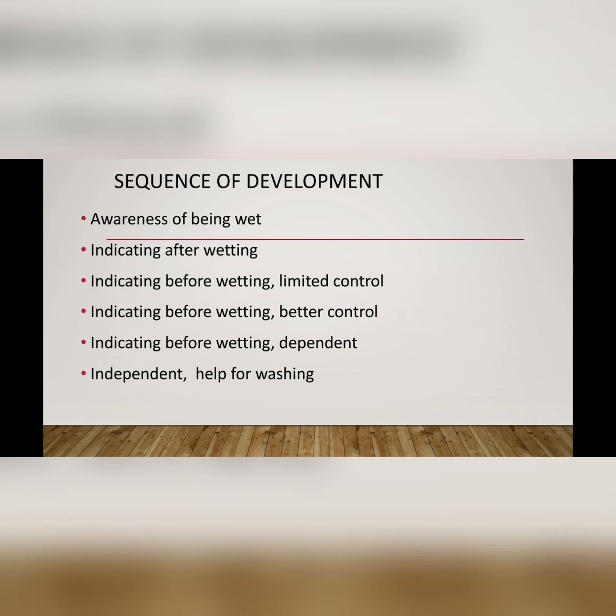The next stage, the child is independent in the sense the child is able to go to the toilet, use the toilet by himself or herself, but needs help for washing. The last stage is complete independence, where the child is able to use the restroom without any adult's help and is also able to manage his clothing, and he is able to wash himself or herself, and he is totally independent in this particular act.